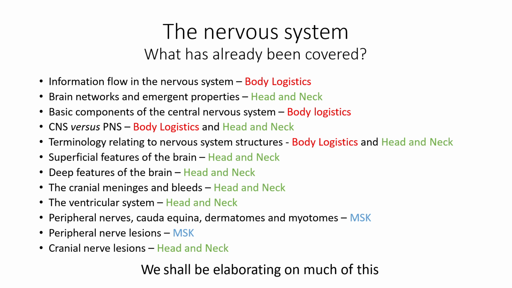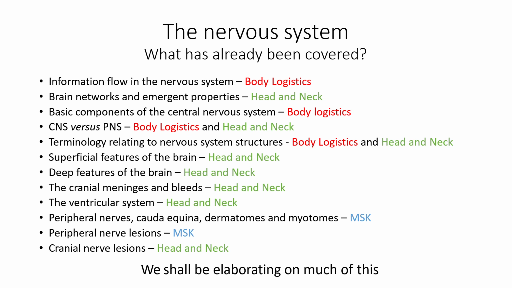Head and neck has covered the majority of your neuroanatomy to date, covering basic fundamental properties of nervous systems, looked at the superficial features of the brain, a bit more terminology, but you also looked at some of the deep features of the brain in head and neck, as well as the meninges and their clinical relevance. Not to forget also cranial nerves.